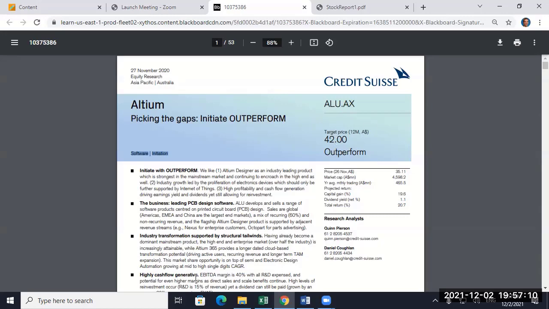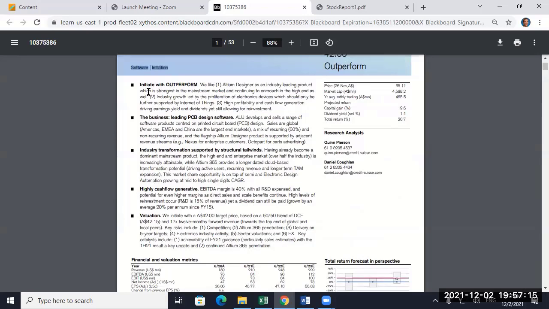All right, so you can see they're doing the wide column with the narrow column. They're doing bullets. Initiate, outperform. We like them as an industry leader, a product which is strongest in the mainstream market and continues to encroach in the high end as well. All right, what does that tell you? It's got a great product. It does something that competitors don't do. That's good. It's strongest in the mainstream. Well, that's good, that's the biggest volume market, but it can go on the high end. What does that mean? More margins. That's kind of nice. All right, I'm kind of interested.